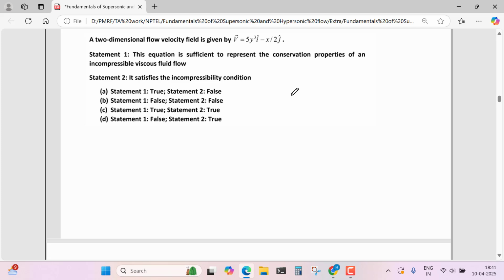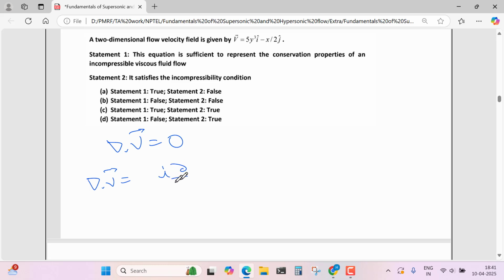First we will see the second statement, the incompressibility condition. So what is the incompressible condition? Del dot V should be 0. So we will find what is del dot V.